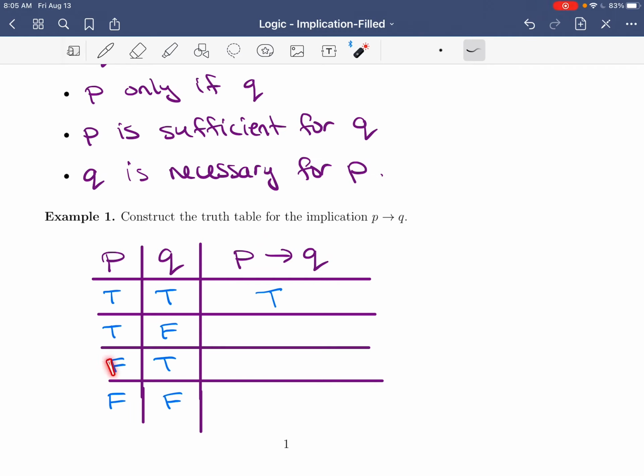Let's think about, what if I did not eat my vegetables? If I did not eat my vegetables and I did not get dessert, my mom did not break her promise, right? She said, if you eat your vegetables, then you get dessert. So I'm not expecting dessert if I don't eat my vegetables. And when I don't get it, I'm not mad at her because I know that I did not eat the vegetables.